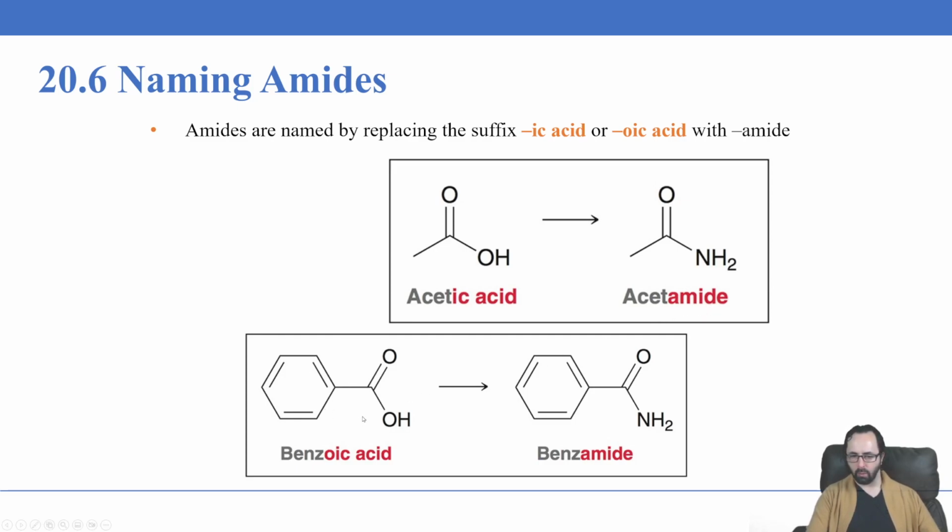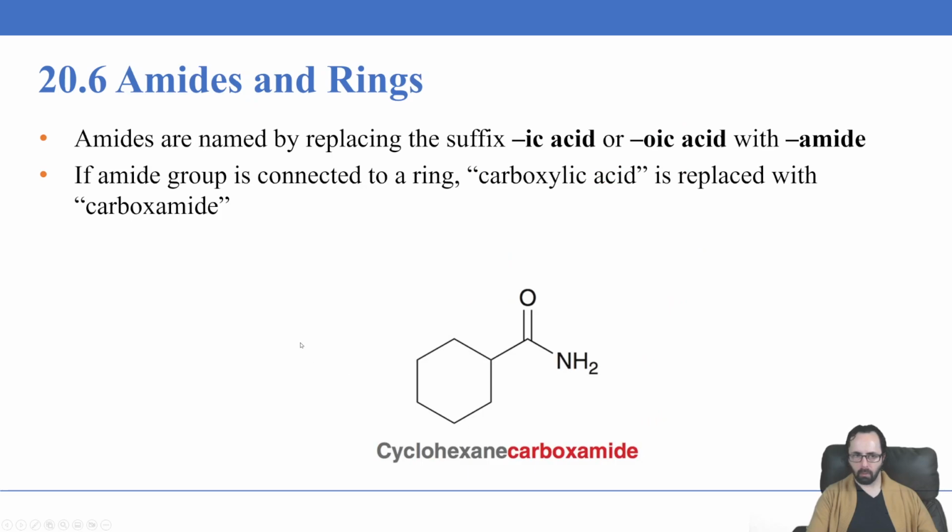Or if we have benzoic acid here, we replace the -oic acid here with amide. So we say benzamide. We don't say benzoamide. We just say amide. So again, amides are going to be replacing the -ic acid or -oic acid with the word amide. So here, if this were an OH group, we'd call it cyclohexane carboxylic acid. Here instead, we're going to replace the -ic acid with amide, so we'll call it cyclohexane carboxamide.